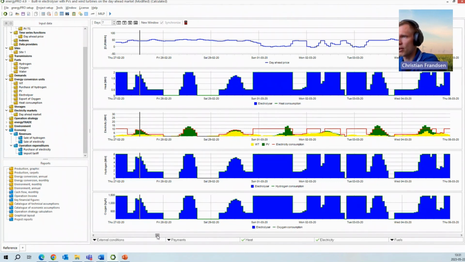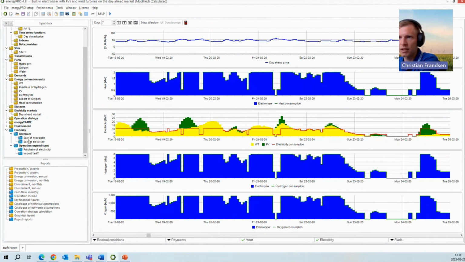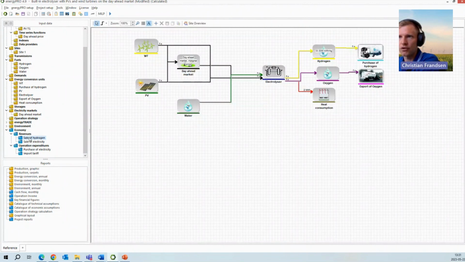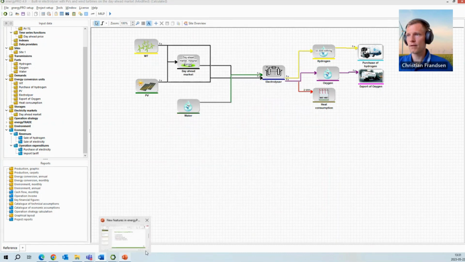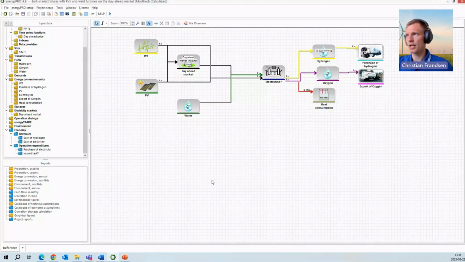One thing that could change a lot, this picture that we're seeing here, is of course the price of hydrogen. If right now we are assuming a sell price of 3 euros per kilogram, if we reduce this, we would see that the number of hours that we are producing hydrogen will decrease. That was what I wanted to say about the new electrolyzer built-in unit. But as mentioned before, we have on our website a how-to guide, in which you can read more about it.